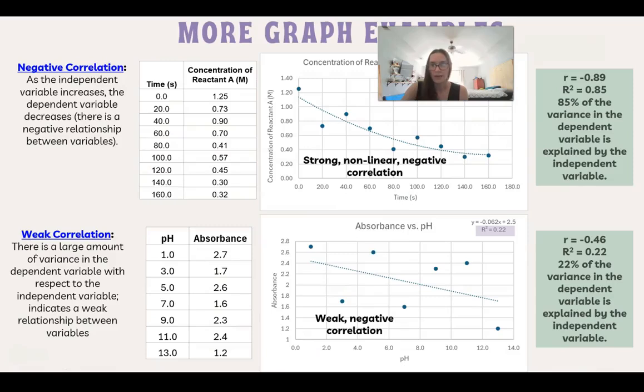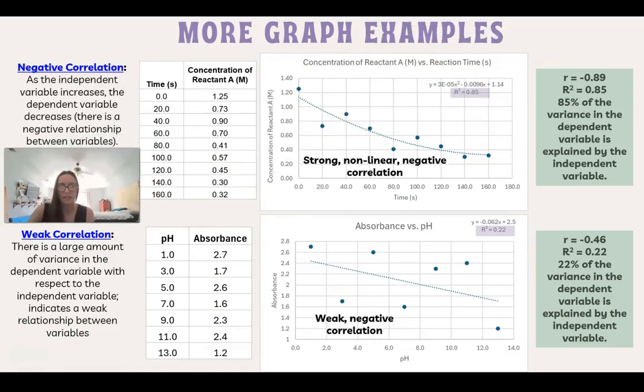Okay, you can also have strong negative correlations. So this example is talking about reaction time and the concentration of a reactant. So as the reaction proceeds, the concentration of what you're starting with is going to go down. That makes sense. This is also a nonlinear correlation. You can see by the trend line here, it's more of a polynomial. Your R value is still rather strong. It's negative 0.89. So the negative indicates it is a negative relationship, and it is a strong relationship, meaning that the concentration and time variables are strongly related to each other. And 85% of the variation in your concentration of your reactant is explained by the reaction time.